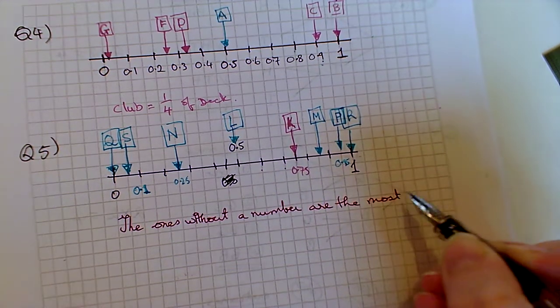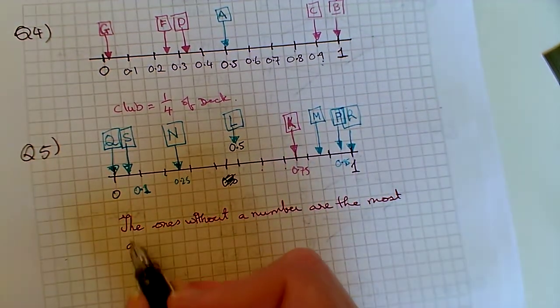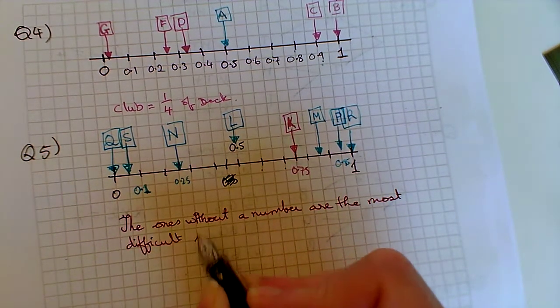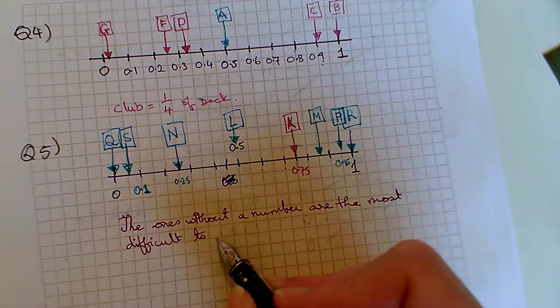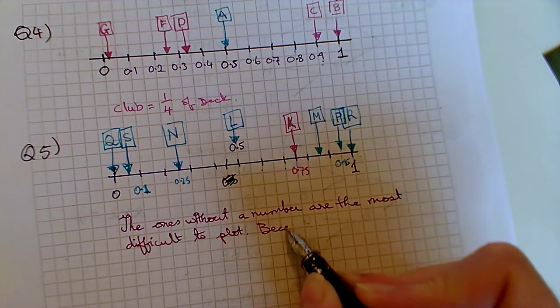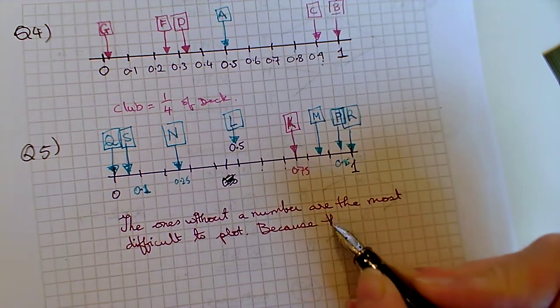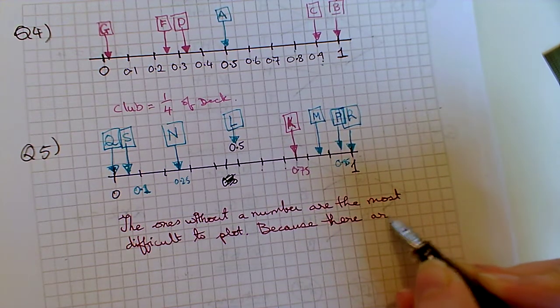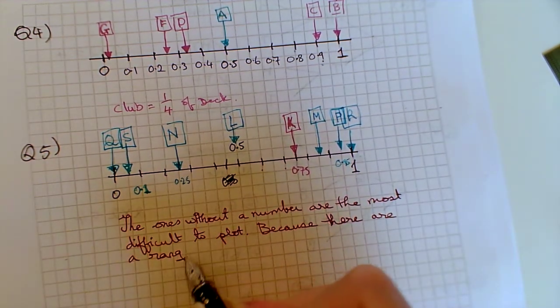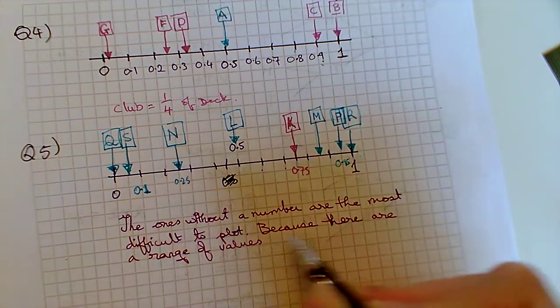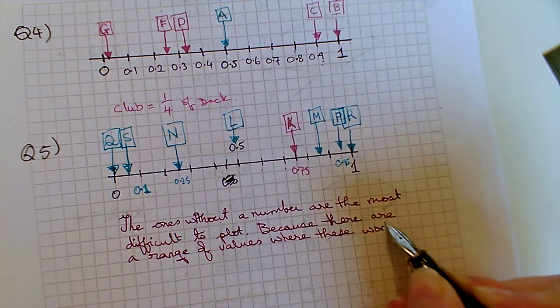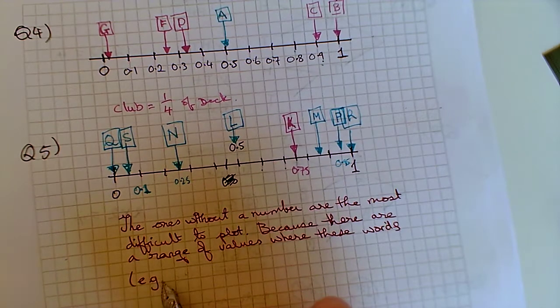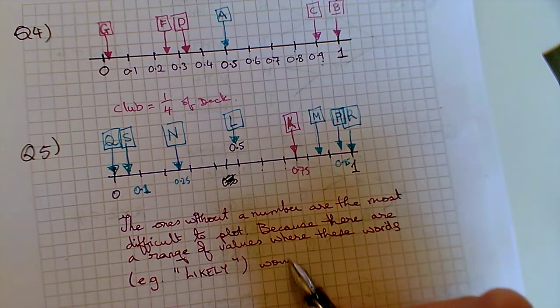Why are they the most difficult to plot? The most difficult. So like certain, almost certain, very unlikely, likely. Because there are a few different values. There is a range of values where these words, what words? For example, likely, would be correct.